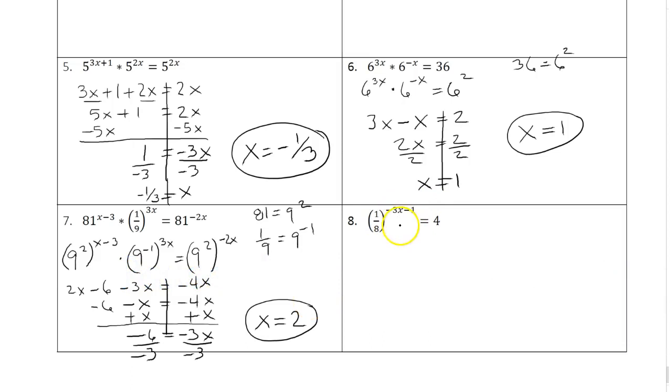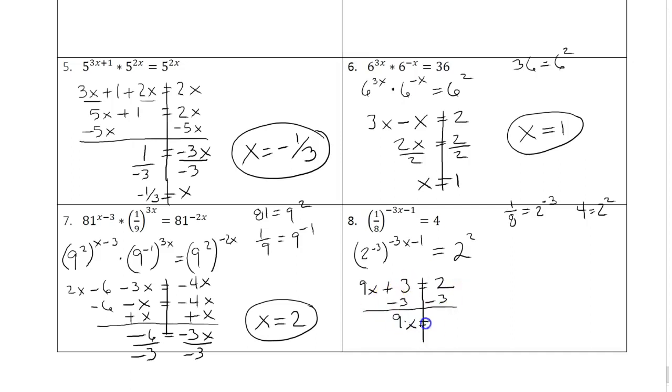Now that you have tried it, check your work. First, notice that 1/8 equals 2 to the negative 3rd power, and 4 equals 2 squared. Thus we can write 2 to the negative 3rd power raised to the negative 3x minus 1 equals 2 squared. Now use the power of a power rule to multiply. 9x plus 3 equals 2. Subtract 3 from both sides.